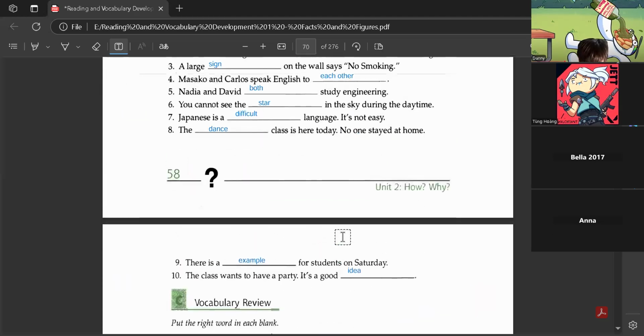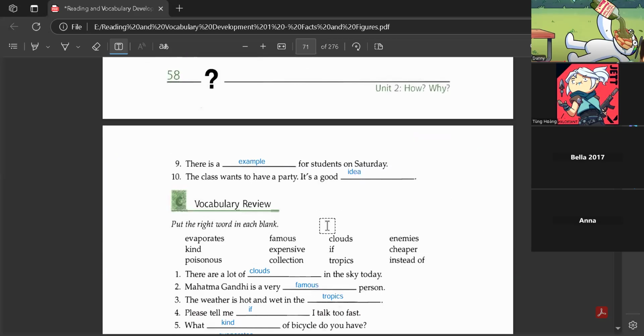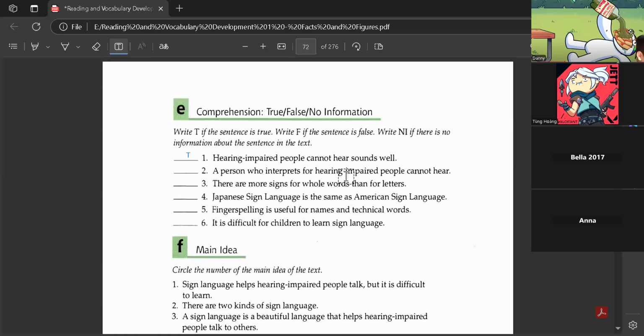Okay, so let's move on to the text. Here: sometimes a person who can hear interprets for hearing impaired people. So it's false, right? Because a person who can hear interprets for hearing impaired people.